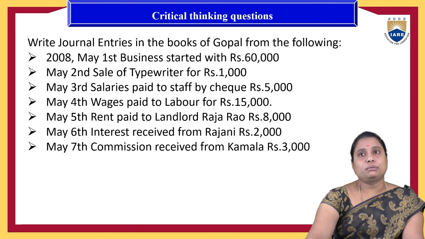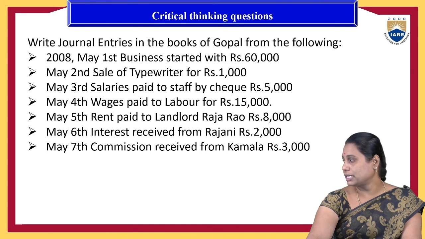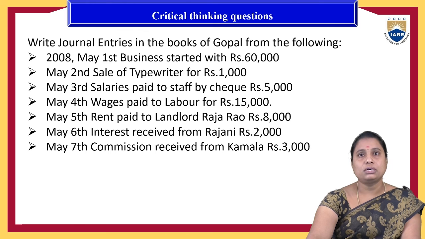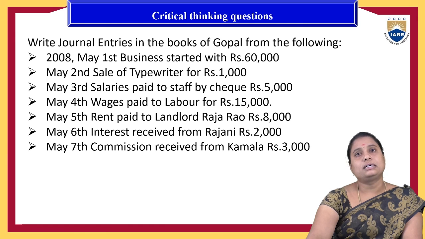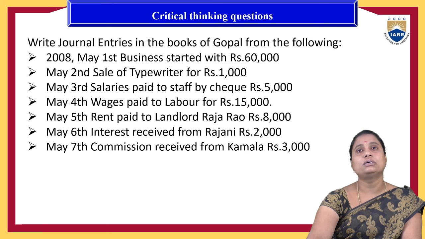Write the journal entries in the books of Gopal from the following for the year 2008. May 1st, business started with 60,000 means cash account and capital account. Sale of typewriter for 1,000, that is cash account and typewriter account. Salaries paid to staff by check means salaries account and bank account. Wages paid to labor means wages account and cash account.